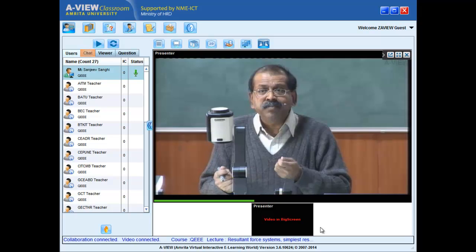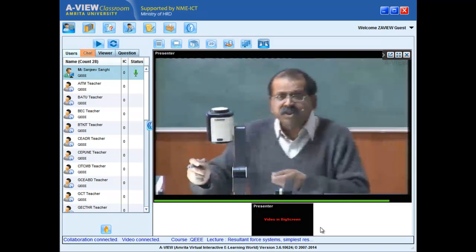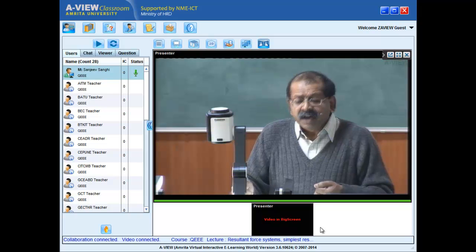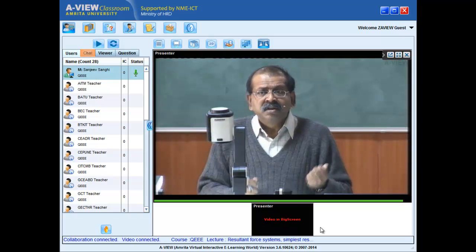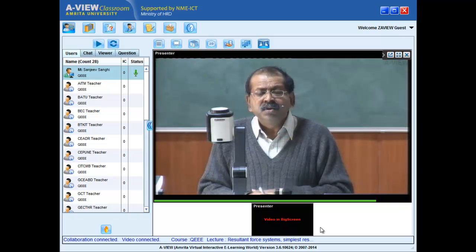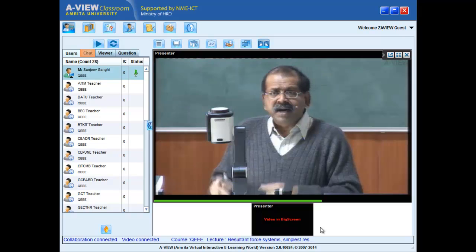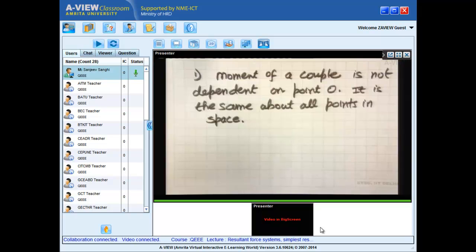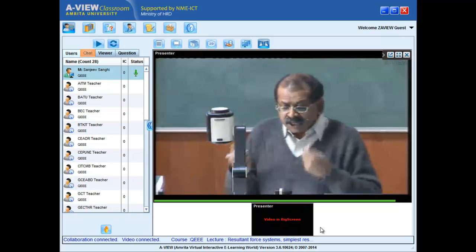Can we say the same thing for the moment of a single force? If I take the moment of a single force about a point A, and the moment of the same force about point B, the two moments in general will be different. But if I have a couple and I take its moment about any point in space, O1, O2, O3, I will get the same answer.